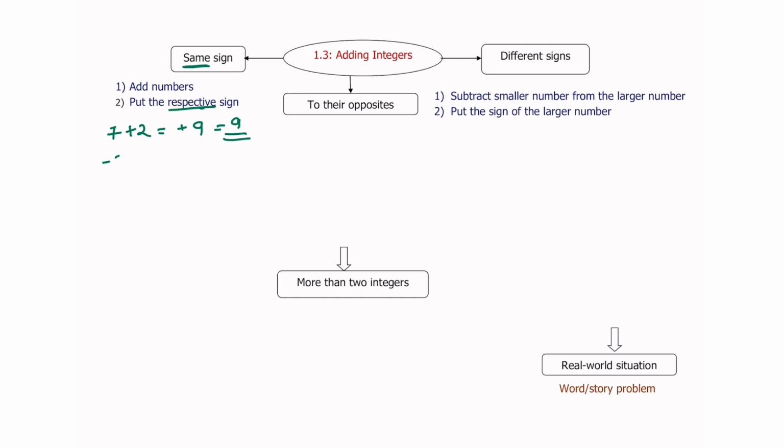Let's say the other one. Minus 3 minus 1. First step, add them. 3 and 1 is 4. Put the respective sign. Now both the numbers are negative, so that sign is going to be negative. So that's how this one works.